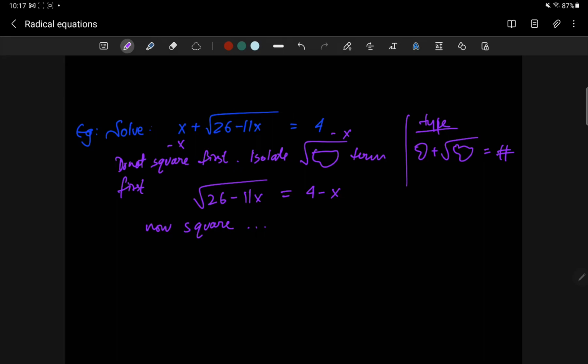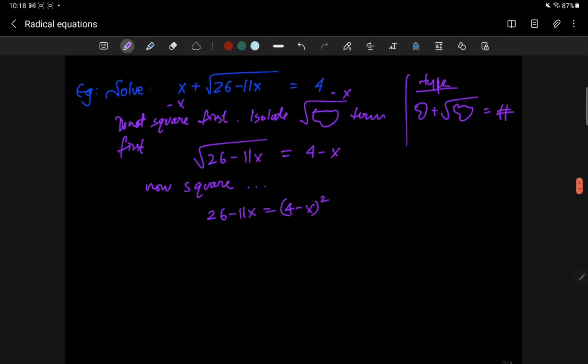So the idea here being that you're not going to square in the beginning, because that's going to give rise to more complicated equations. You're going to isolate the square root and then square, because the goal is to get rid of the square root. So it can only happen if you isolate the square root. Now if you square, this is 26 minus 11x equals (4 minus x) squared, which is then 26 minus 11x equals 16 minus 8x plus x squared.